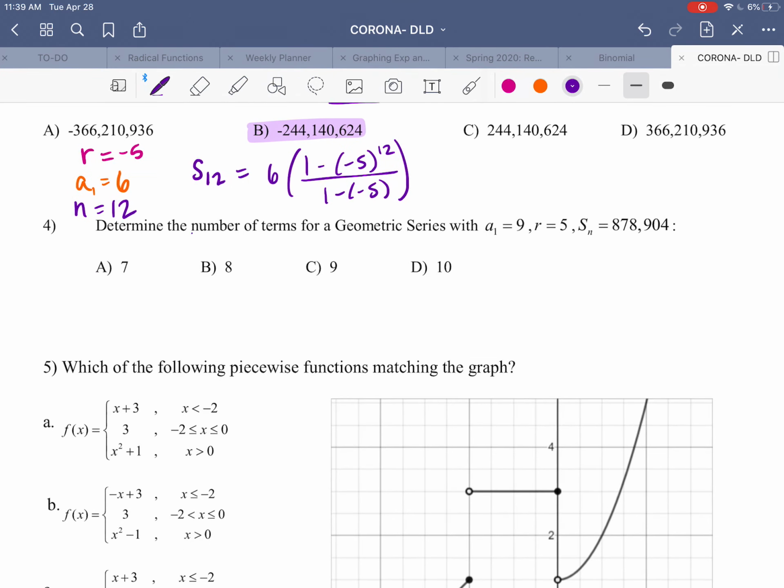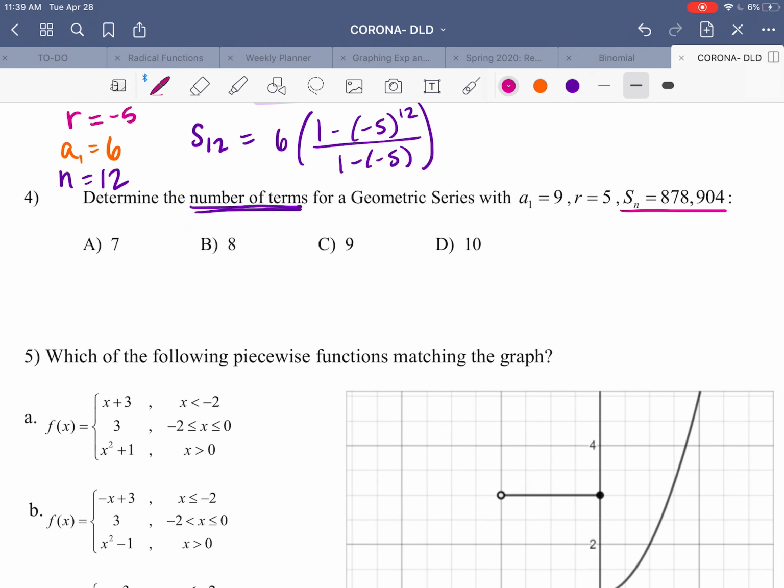All right, so for number 4, it's asking us to find the number of terms, which is different than what we were doing before. Before we were finding the sum. Now we're given the sum, and we need to figure out how many terms it is. So let's set up our formula. This time we are given a sum, and we're still going to set up our equation the same on the other side. A sub 1 is 9, 1 minus r is 5, to the n, we don't know n, over 1 minus 5. So we're solving for this variable right here.